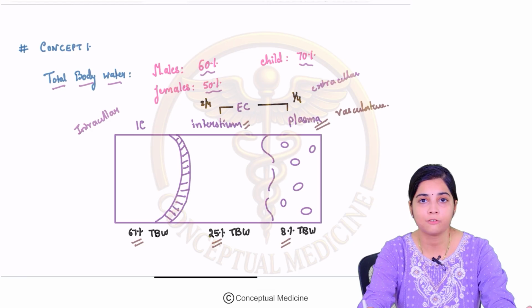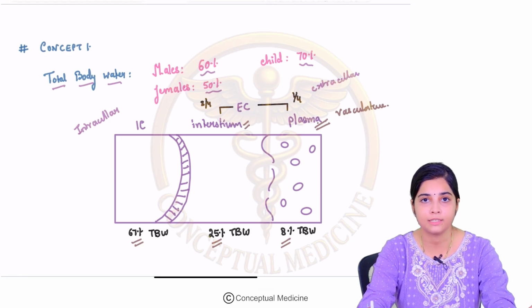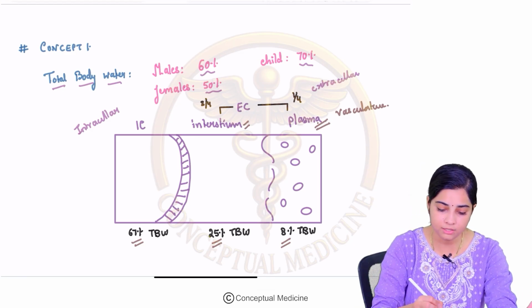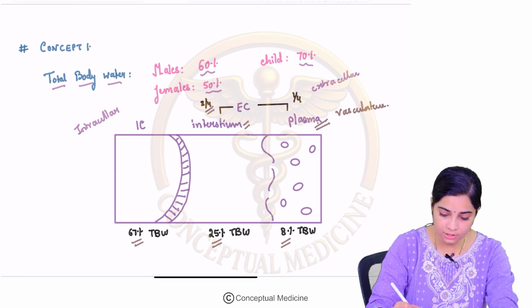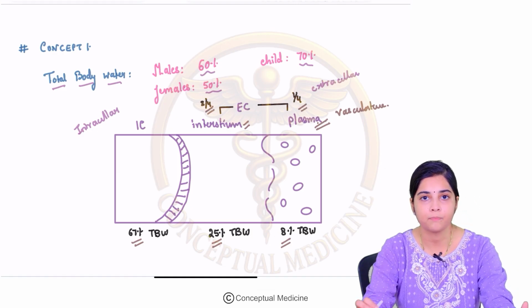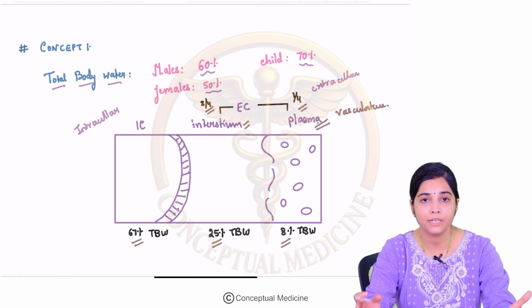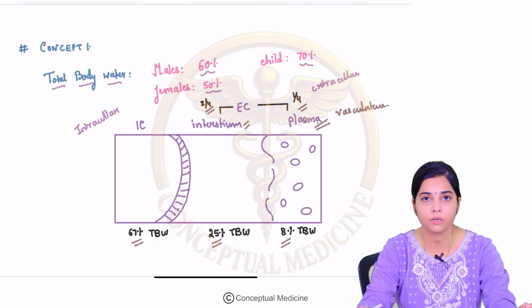Of the extracellular fluid, 3/4 of it is your interstitium and 1/4 of it is your plasma. So this basic understanding of total body water is a very important concept.